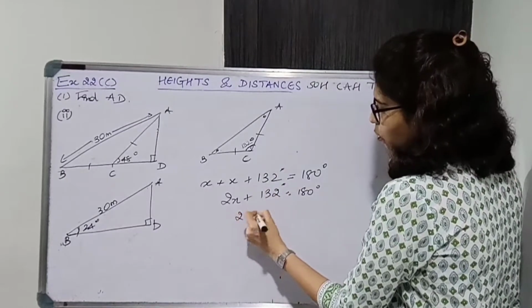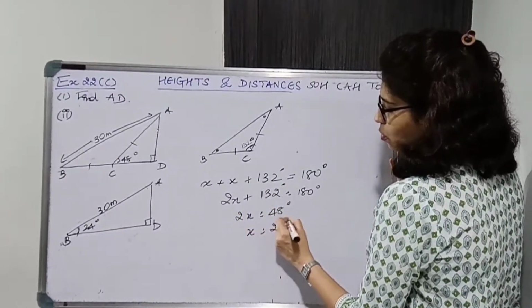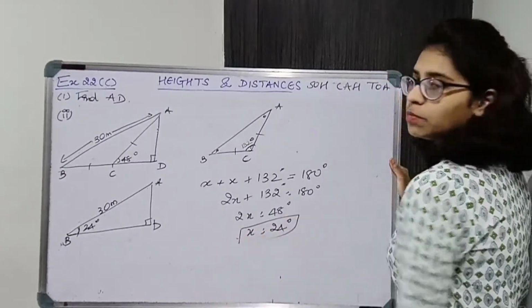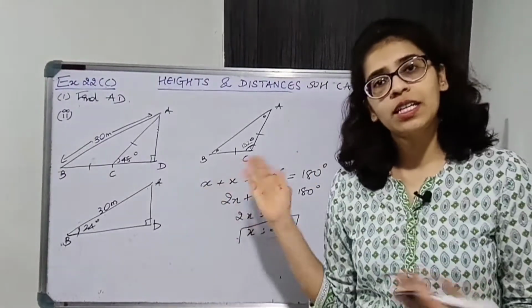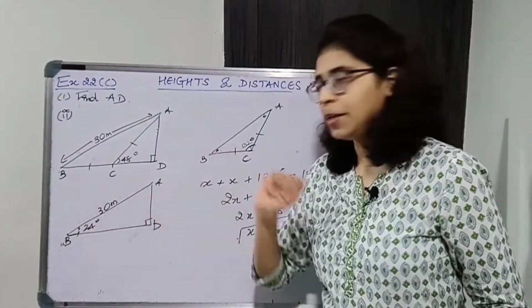So 2x is equal to 180 minus 132, 48 हो जाएगा. So x is 24. Okay. So whichever method you find easy, you can use that. So once you get the angle, it's easy to find AD.